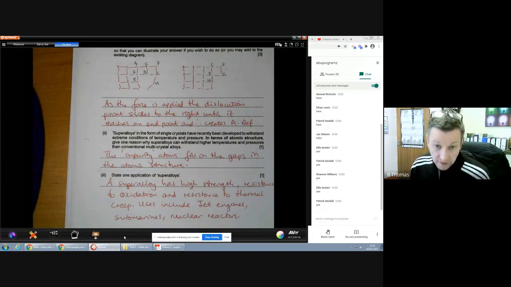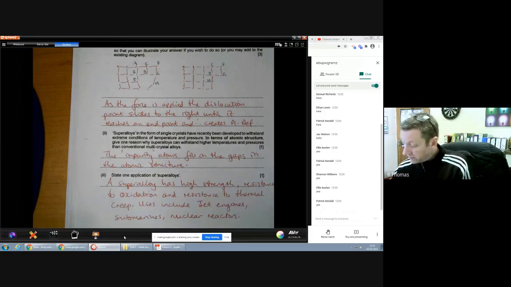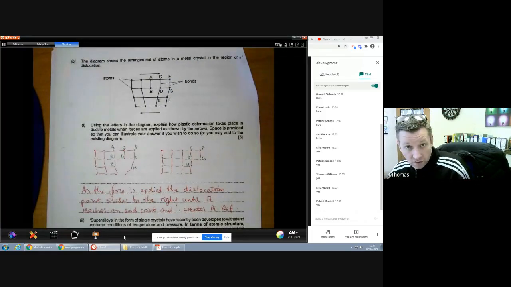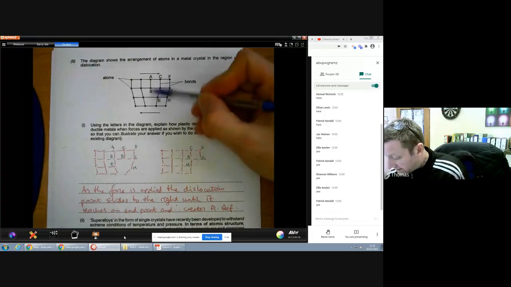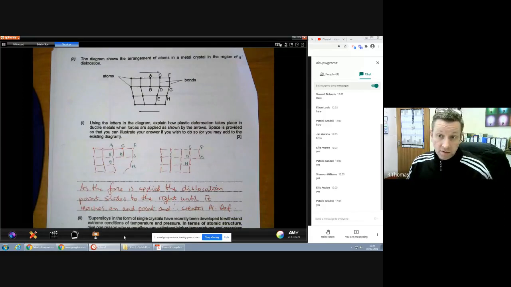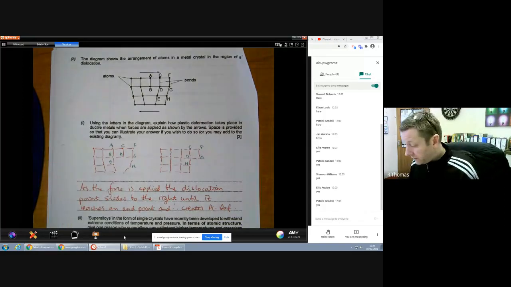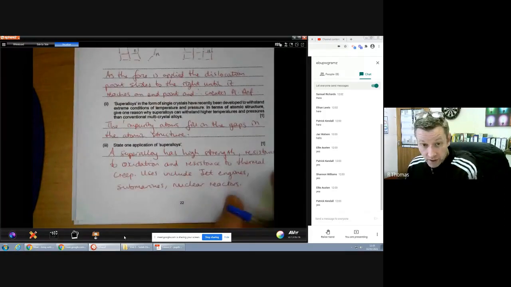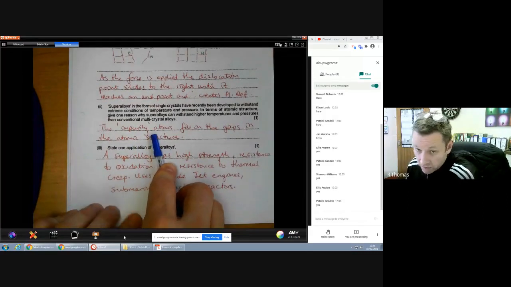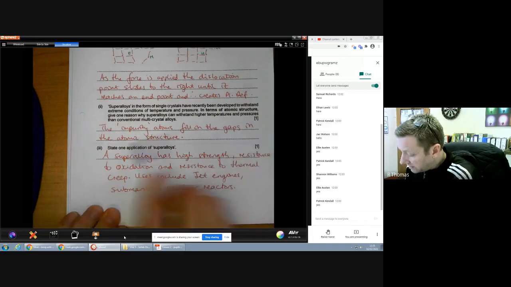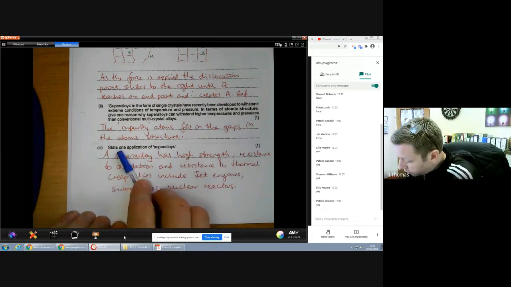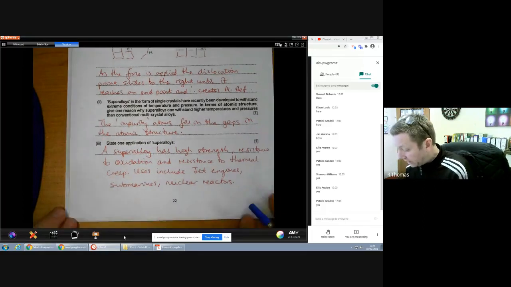conventional multicrystal alloys, right? So if we go back to this original gap here, let's say I'm able to, on an atomic level, fill that gap there. That's obviously going to make the structure stronger and those bonds more difficult to break, okay? So the impurity atoms, which is the alloy, will fill in the gaps in the atomic structure. Simple as that. And what's one application of a superalloy?